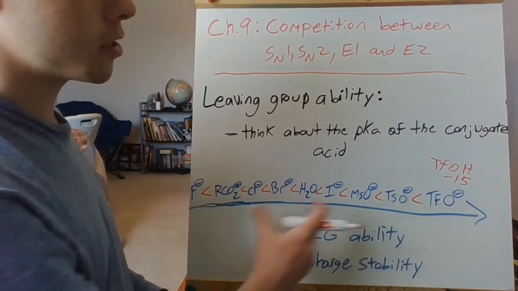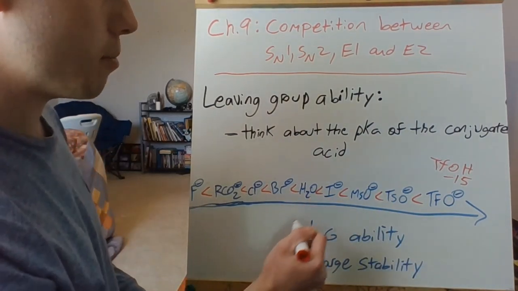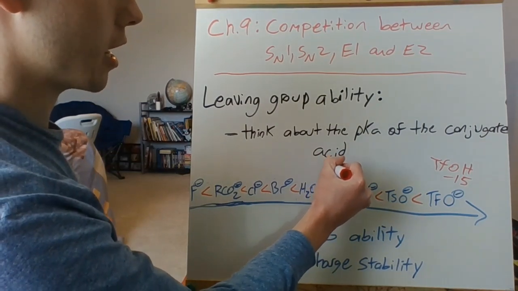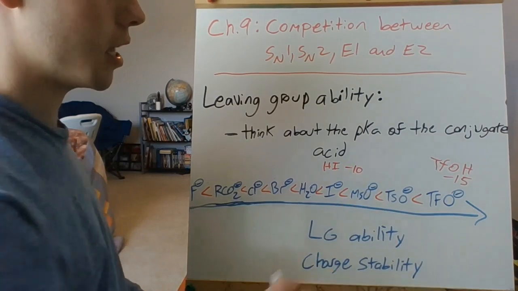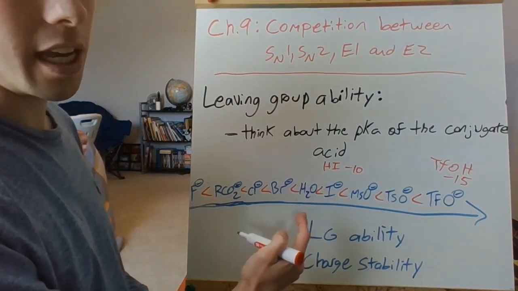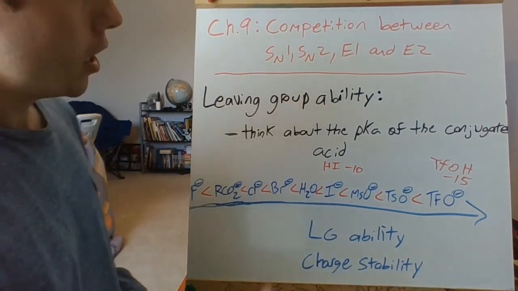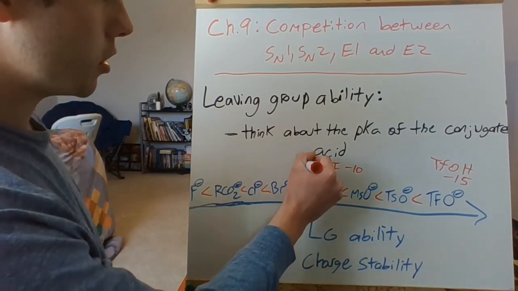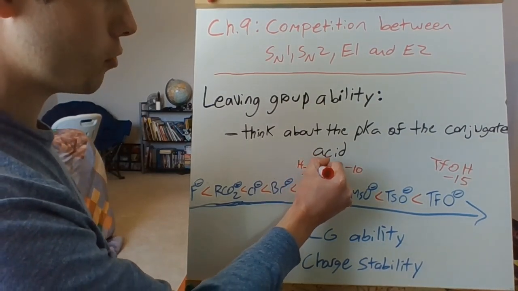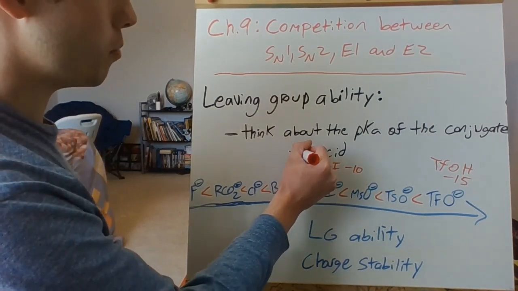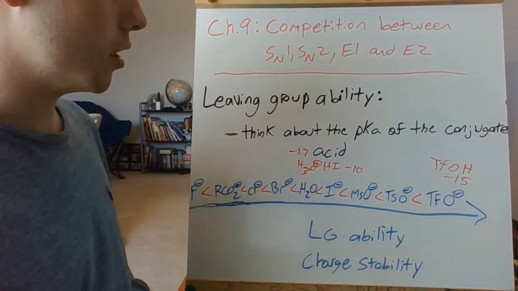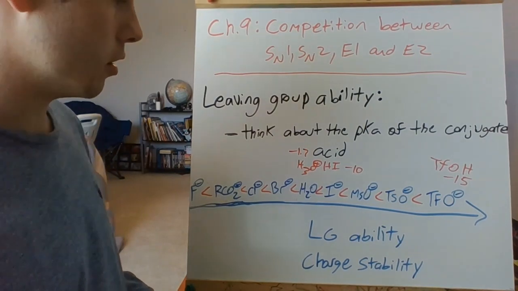If we take a look at some of the rest of these, we might look at I minus here. We know the conjugate acid of that is HI. The pKa is about minus 10, and so a very good leaving group. Think about water here. The conjugate acid of that would be H3O plus. What's the pKa of H3O plus? It would be minus 1.7, and so again, a very good leaving group.